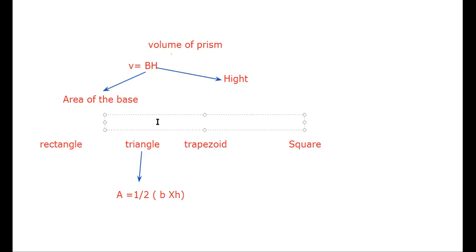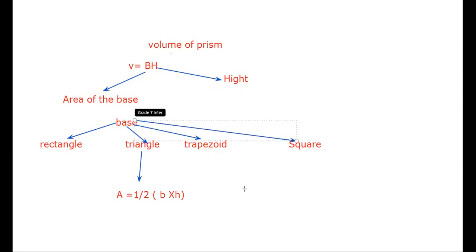Here we are talking about the base, the shape of the base, right? So we said the base for any prism could be a rectangle, a triangle, a trapezoid, a square or pentagon or hexagon, whatever. But these are the most famous figures with the prism. Can I say the square one now? Okay, say the area of the square.